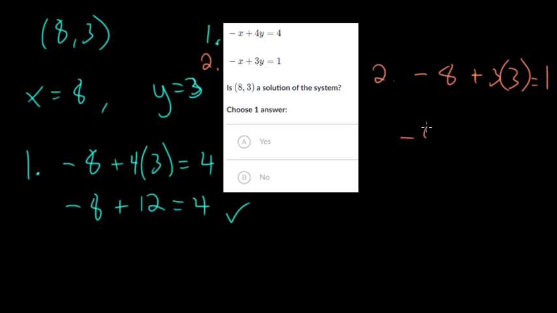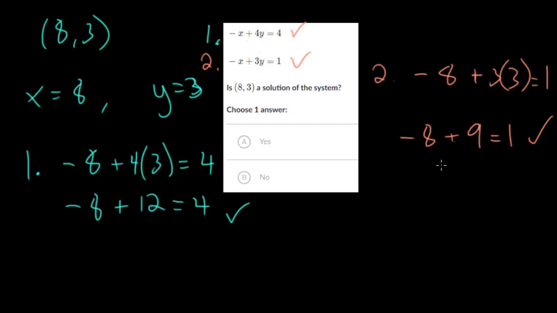So minus 8 plus 3 times 3 is 9. And that does equal 1. Minus 8 plus 9 is 1. So that one worked. So it worked for both of them. And since this was a valid solution to both equations, we know that this is the solution to the system.